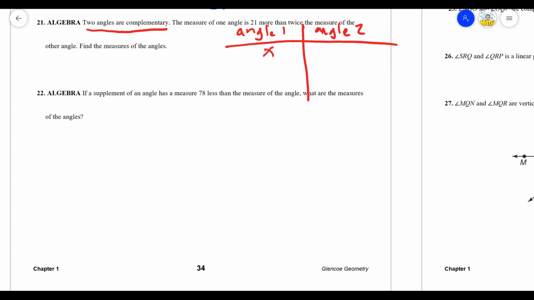So let's just go ahead and call one of them x. And now let's see if we can figure out what this next sentence is saying. The measure of one angle is 21 more than twice the measure of the other. So if this is the other, twice the measure of the other is 2x, and then 21 more would be 2x plus 21.